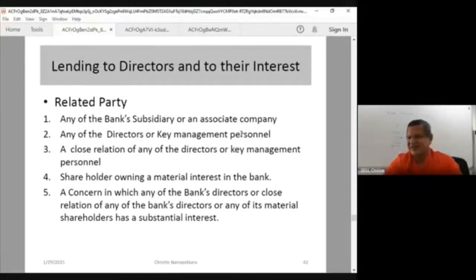The close relation of the directors or key management person, that means the wife of a director or a key management person, will fall into this category. Shareholder owning material interest. Material interest is about 10%. So any shareholder who is owning more than 10% also will fall into the related party category. Any concern in which any of the bank's directors, close relations of the directors, or any of its material shareholders has a substantial interest.